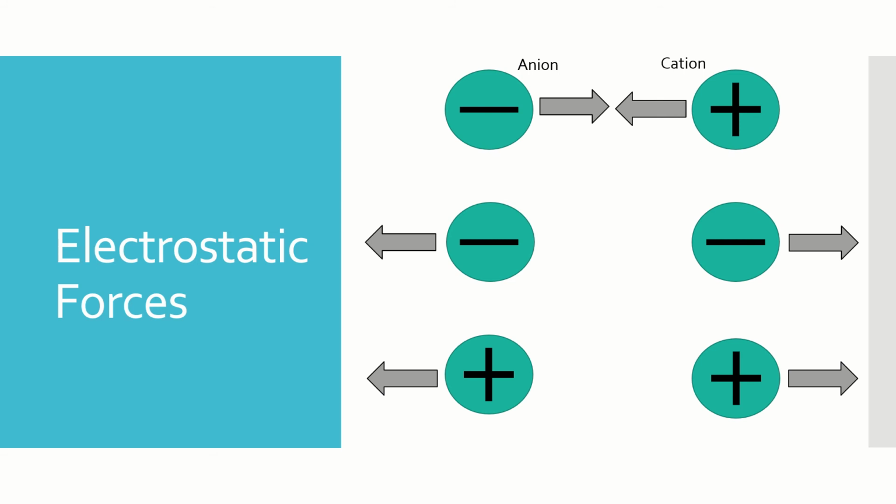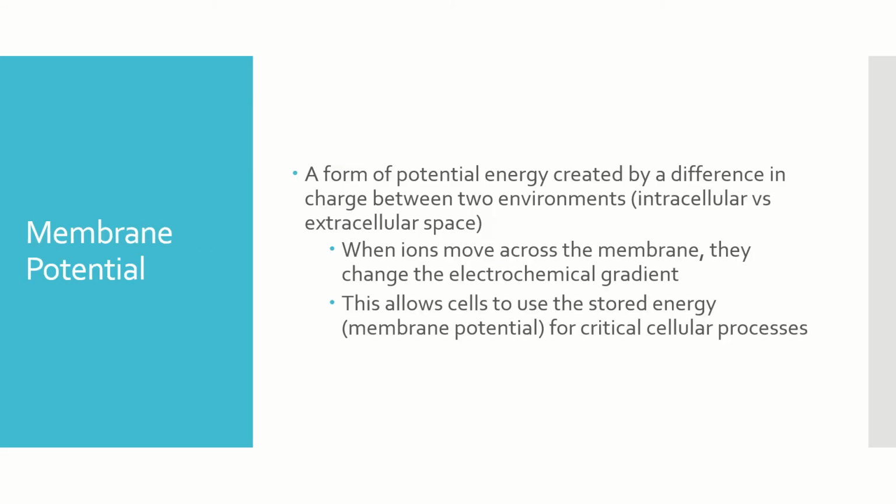And those are going to help us figure out exactly where these ions are going to move, which is important because we're talking about excitable cells. We're talking about the ability of cells to use those ions and the movement of those ions to generate a signal, right, a message. And one of the key things that we need to understand before we do this is something called membrane potential.